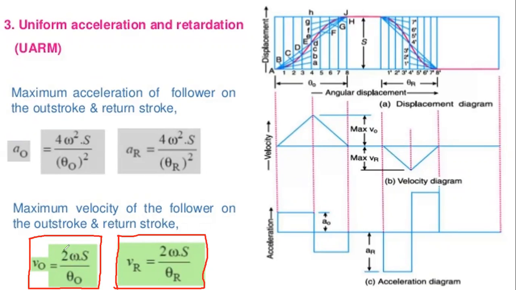So there we get the value for the outstroke. The value has been taken in the center line. So this is the center of the line. We have taken it in the displacement diagram, so we need to draw the same amount of line.